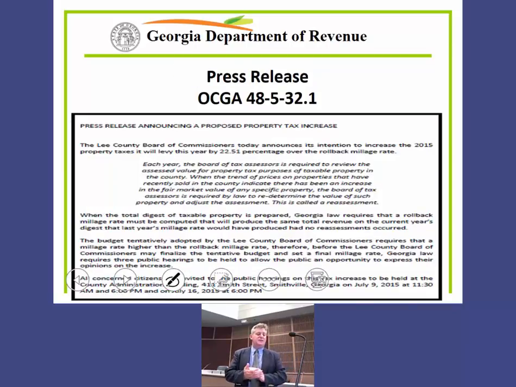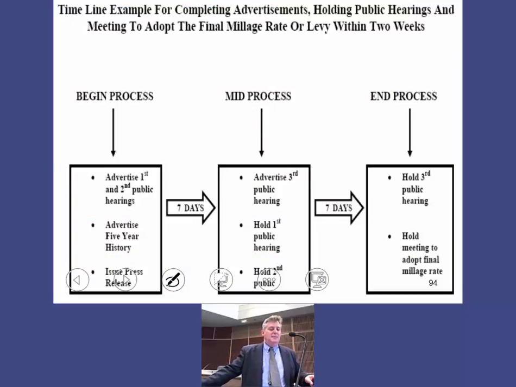And if there is a tax increase, the press release has to be provided to the local media. The local media is not required to publish it, but the levying authority does have to provide it to the local media. But if there is a tax increase, the 3 public hearings can be held over 2 weeks, because 2 of the hearings can be held on the same day. And this is the timeline we have for adopting the millage rate.